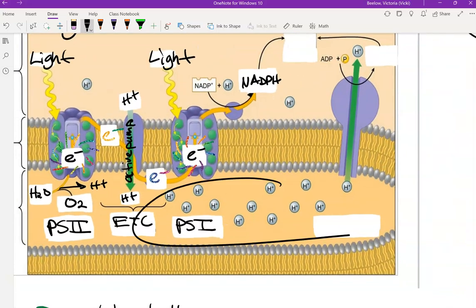So you actively pumped all of this H+ into this space. Well, now it has to go somewhere.